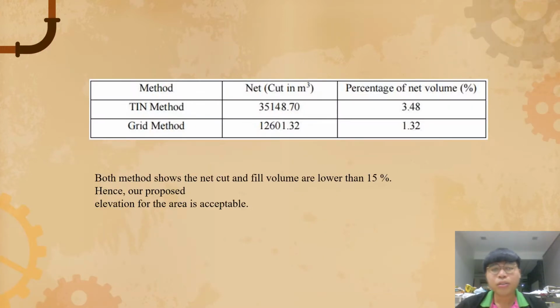From the TIN method, the net cut shows 35,148.7 meter cube, and the percentage of net volume is about 3.48%. For the grid method, it shows 12,601.32 meter cube, and the percentage of net volume is 1.32%. Both methods show the net cut and fill volumes are lower than 15%. Hence, our proposed elevation for the area is acceptable.